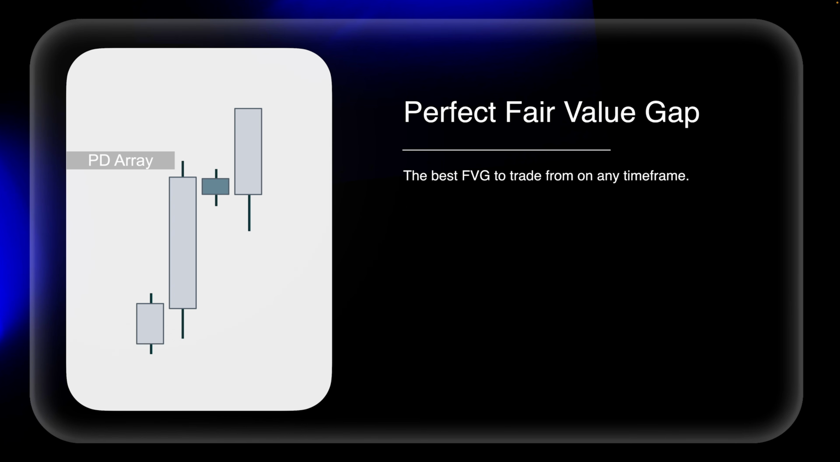The rejection fair value gaps that we have, you can simply avoid them. So only focusing right now on these perfect fair value gaps as our first line of defense. This is then what we can trade from eventually and where we can use our entry confirmation.